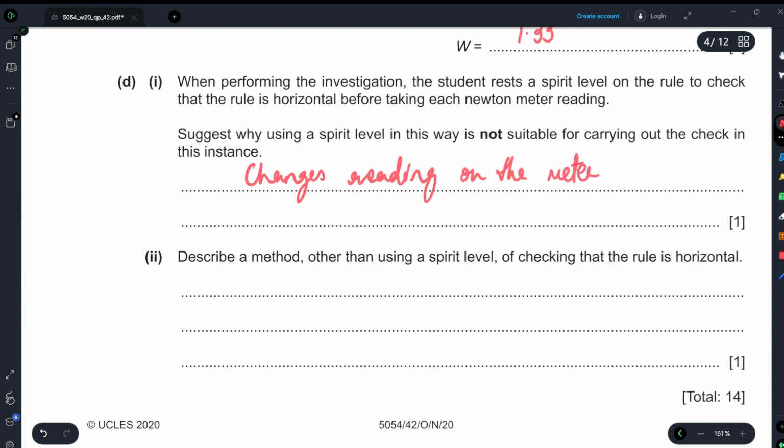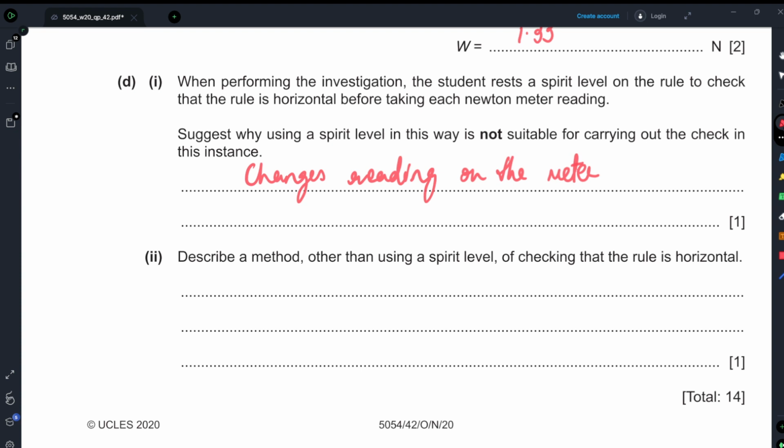So yeah, describe a method other than using a spirit level of checking whether the rule is horizontal or not. तो आप सिंपल सा एक काम कर सकते हैं, स्पिरिट लेवल को जो है वो नीचे बेंच पे रखें. Make sure that your bench is horizontal. अब अगर बेंच हॉरिजॉन्टल नहीं है तो आप कुछ कर भी नहीं सकते, ठीक है.